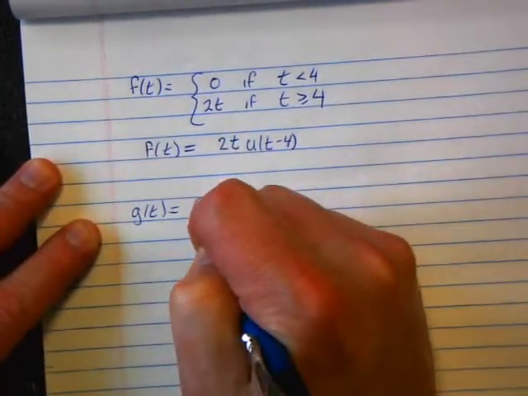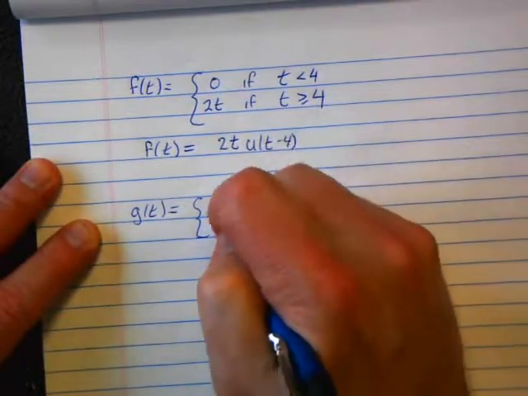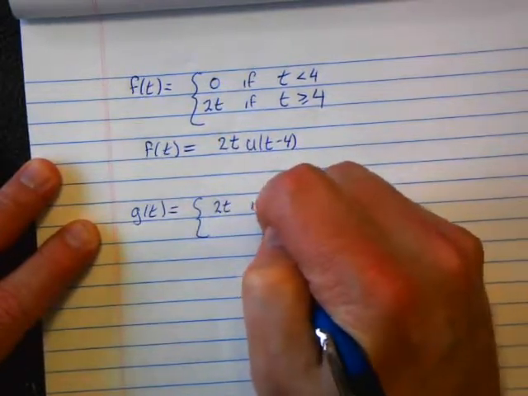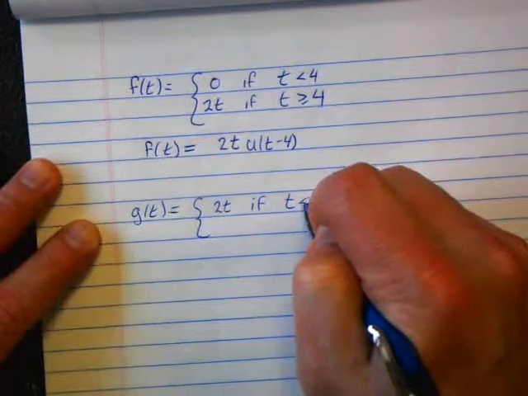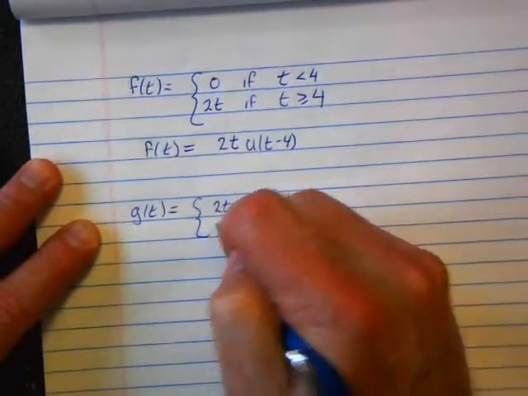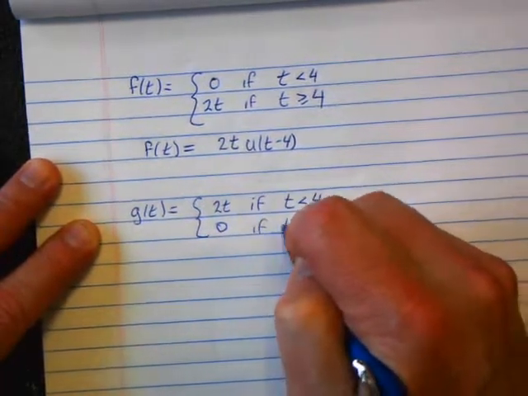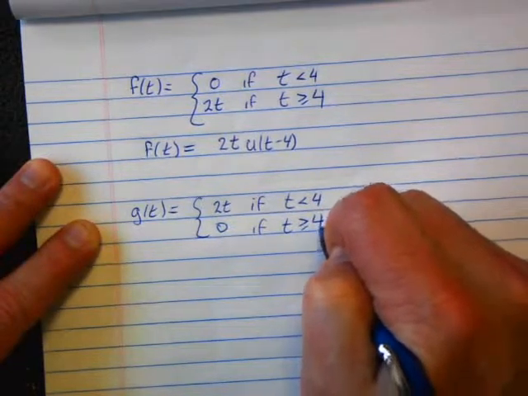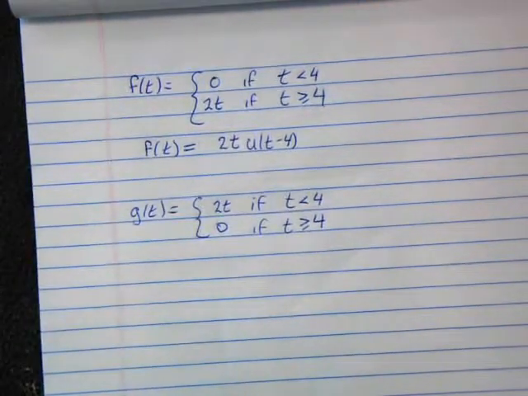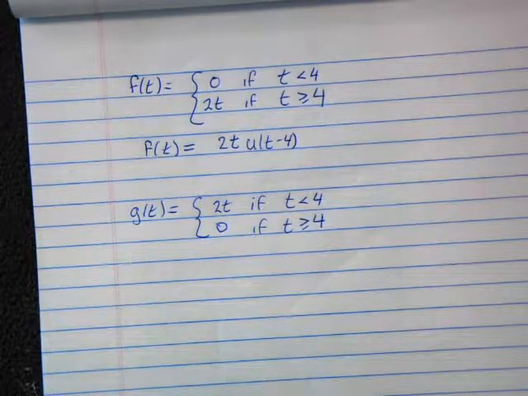How about if I flip these? What if I put 2t here if t is less than 4 and 0 there? Nope. It's always t minus a number. No, not minus negative 4. Good thinking.